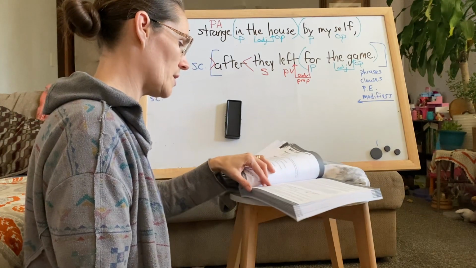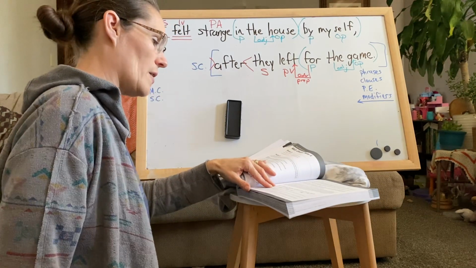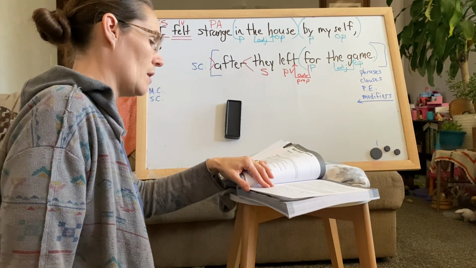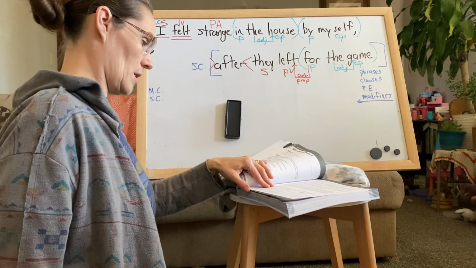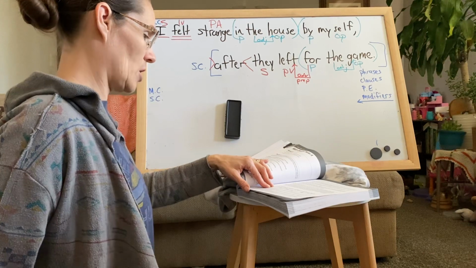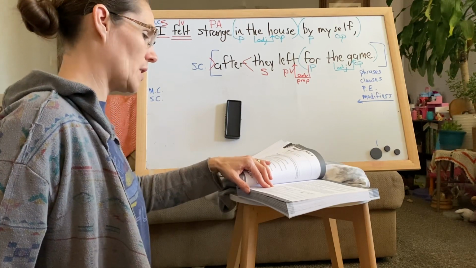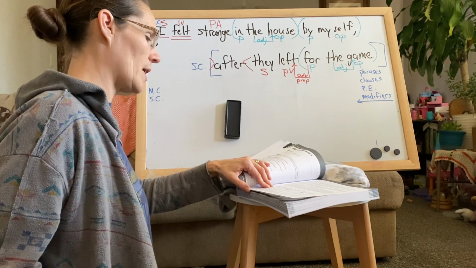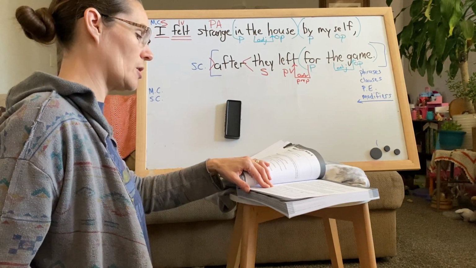This sentence tells us that I felt strange. So felt strange is the predicate because it is what the sentence tells us about. It tells us about I. It is a predicate adjective because it describes a quality of the subject. Felt is a linking verb because it joins the subject to the predicate.